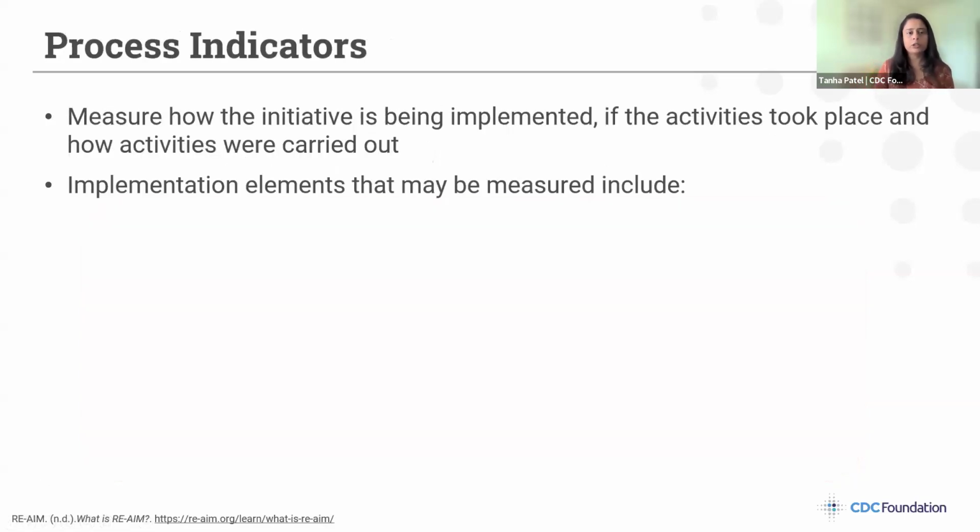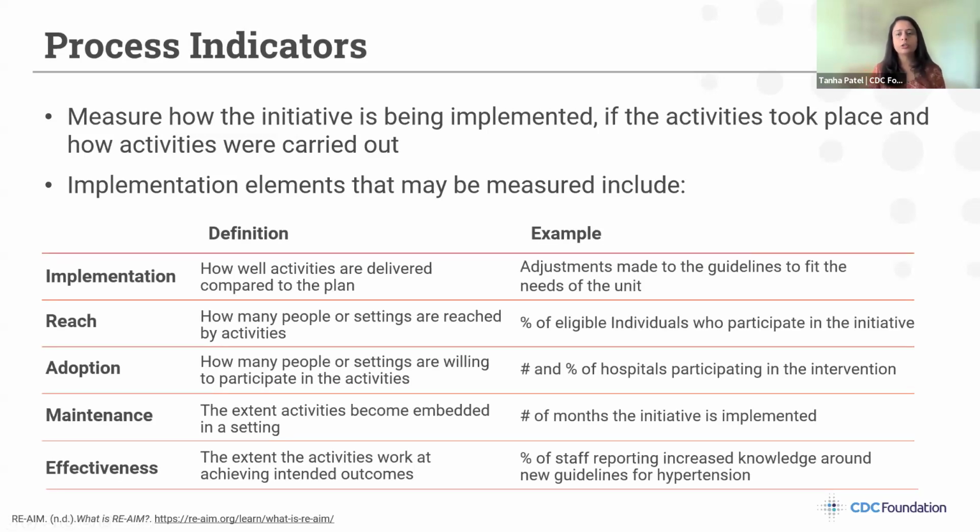For a process evaluation, process indicators are used to measure how an initiative is being implemented and if and how the activities took place. Since a lot of the process evaluation is focused on implementation of the initiative, process indicators can be grouped in categories like implementation, reach, adoption, maintenance, and effectiveness. Implementation refers to how well activities are delivered compared to the plan and can be measured in many different ways. An example of an implementation indicator is adjustments made to guidelines to fit the need of a unit.